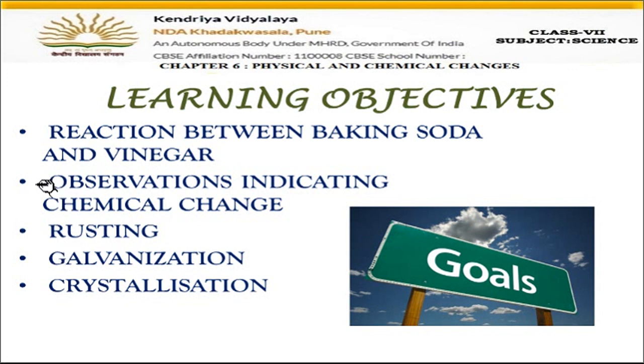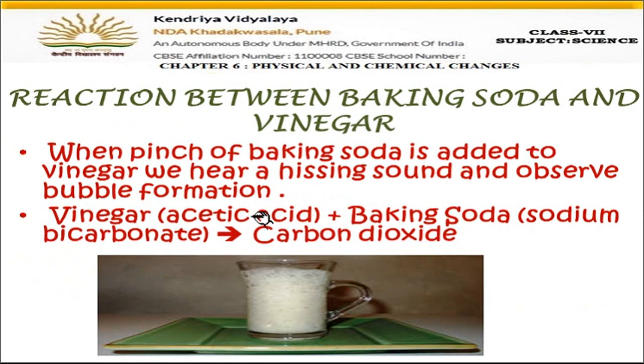Now let's see what we are going to do today. Today we'll learn about the reaction between baking soda and vinegar. Then observations indicating chemical change: how we come to know that a chemical change has occurred. So this we'll discuss. Then what is rusting, what is galvanization, and what is crystallization. These are all the topics we are going to cover today. So let's start first with the reaction between baking soda and vinegar.